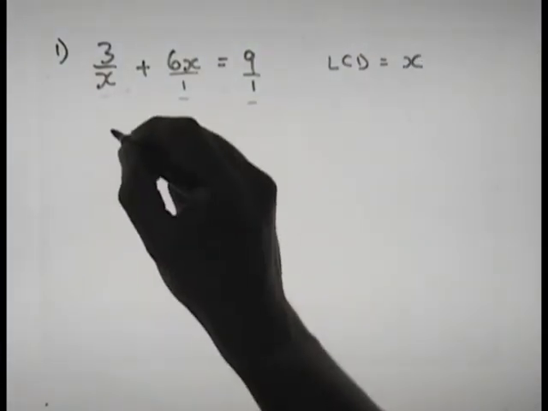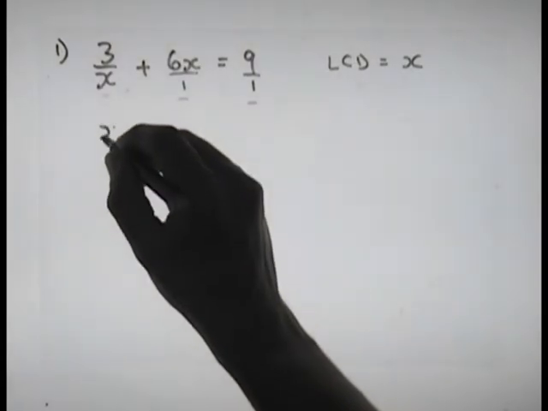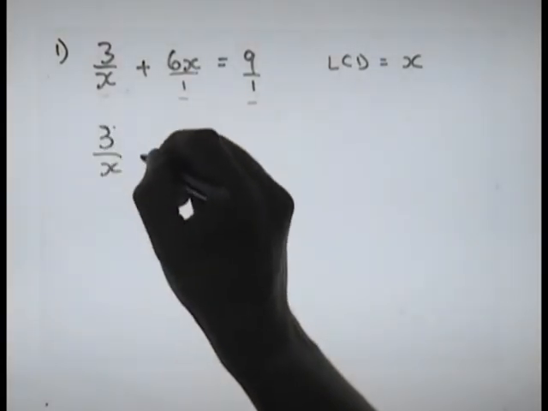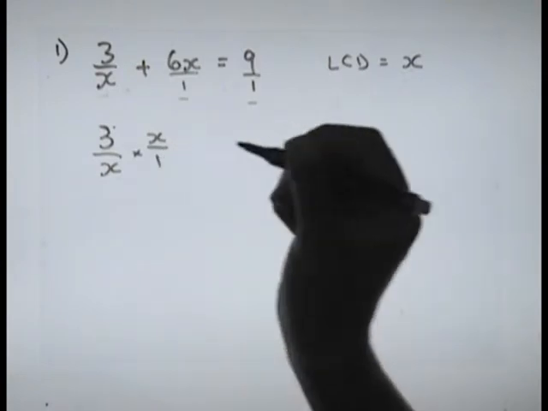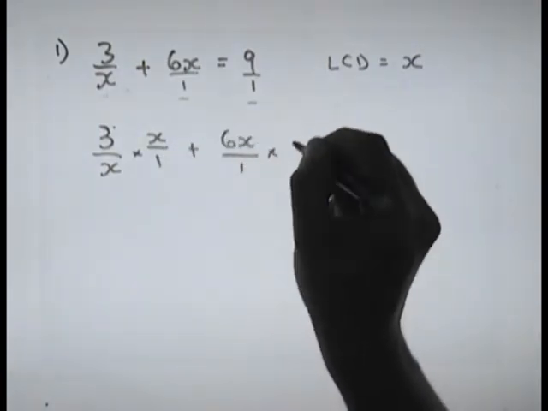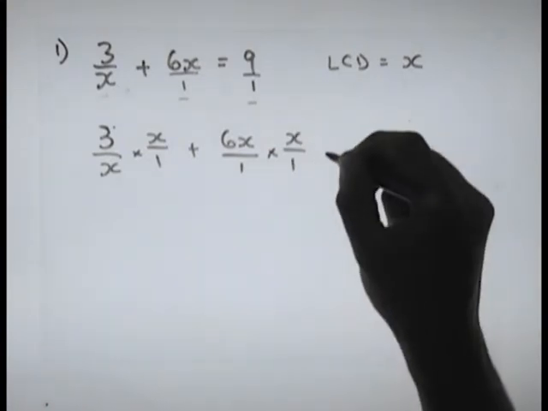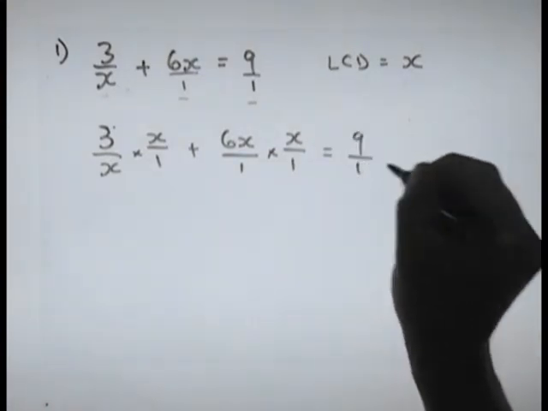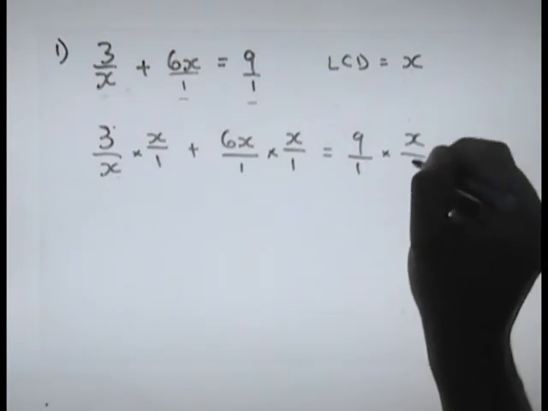Multiply everything by x. So this will be 3 over x multiplied by x over 1 plus 6x over 1 multiplied by x over 1 is equal to 9 over 1 multiplied by x over 1.